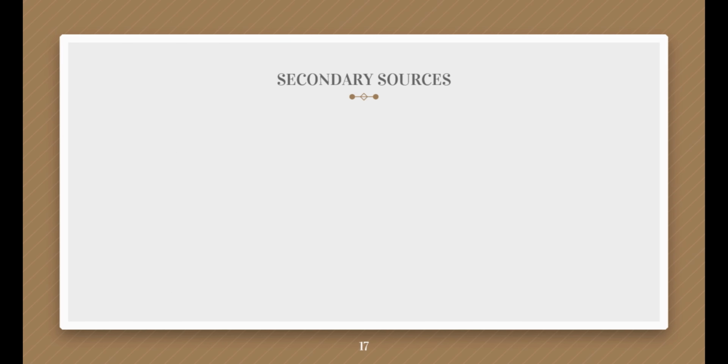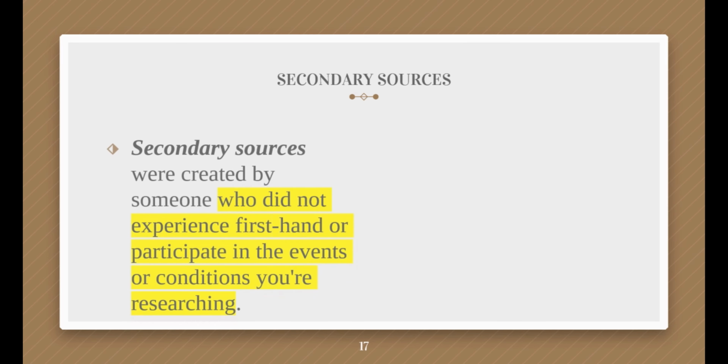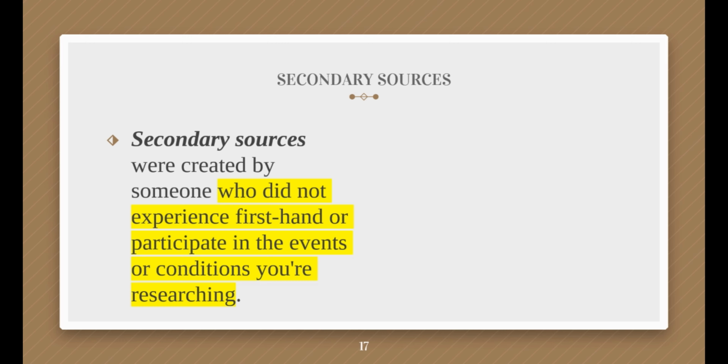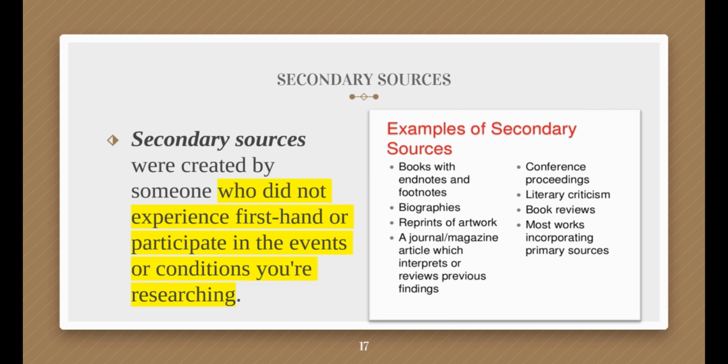Another type of source is the secondary source. These were created by someone who did not experience firsthand or participate in the events or conditions you're researching. Some examples are books with endnotes and footnotes, biographies, reprints of artworks, journal or magazine articles which interpret or review previous findings, conference proceedings, literary criticisms, book reviews, and most works incorporating primary sources.